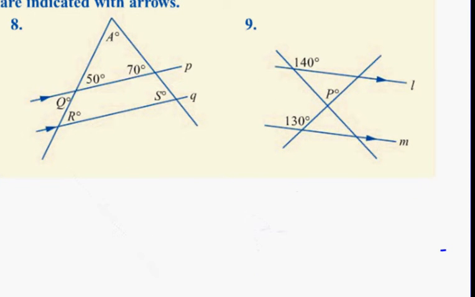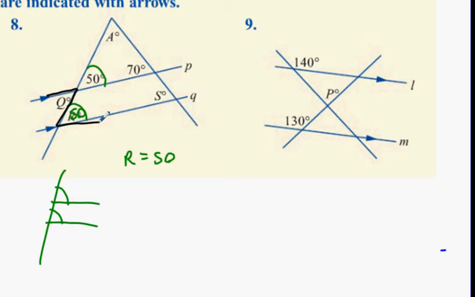Now, with question 8, you can see that this side here corresponds to that one there. Would you agree with that? I'm using the F. Okay, so I'm going to say that R is 50. Okay, what can I say about this part here? The Z, which means it's alternate. So Q is alternate to R, which means Q also equals 50. And it's also vertically opposite the other 50, if you want a different way of saying it.